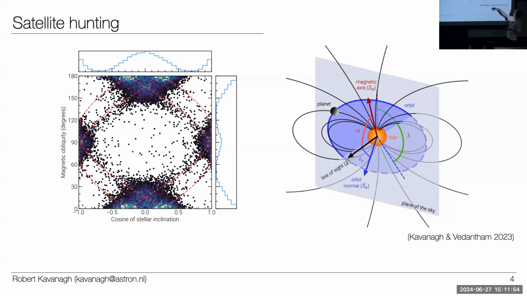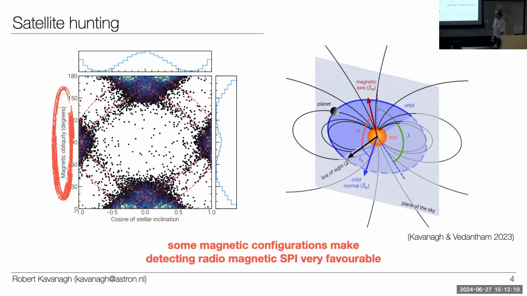We found there are only certain configurations, dependent on the inclination of the rotation axis, but also the magnetic obliquity, the misalignment between the magnetic axis of the star and the spin axis. Something cool that came out of this was that, depending on how oblique the magnetic field of the star is, if we detect planets in the radio, it's more likely that their magnetic fields are reflective of an obliquity that looks something like this.